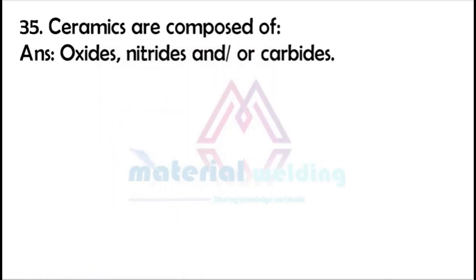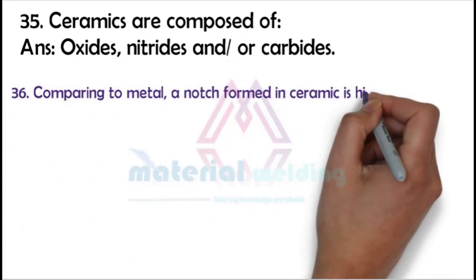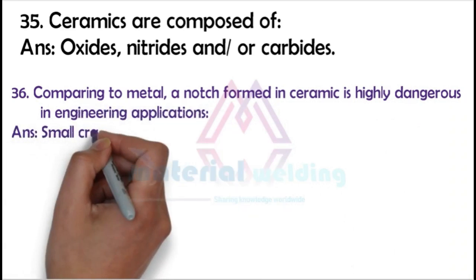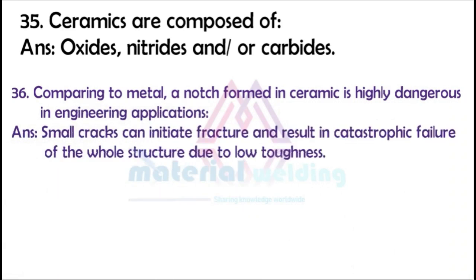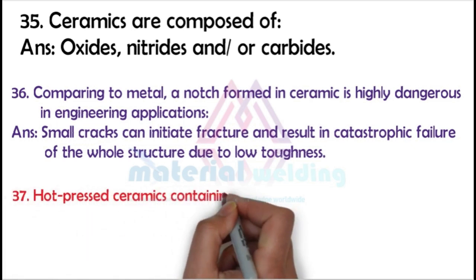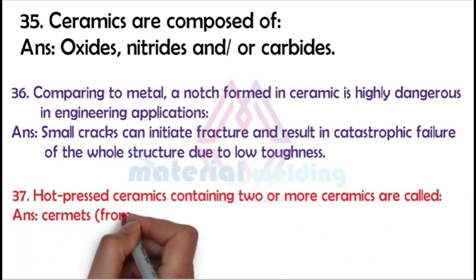Next, compared to metal, a notch formed in ceramic is highly dangerous in engineering applications. Why? A small crack can initiate fracture and result in catastrophic failure of the whole structure due to the low toughness of the ceramic. Next, hot pressed ceramic containing two or more ceramics are called cermets, also formed from ceramic and metal.